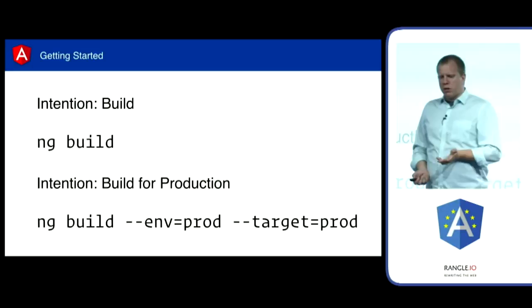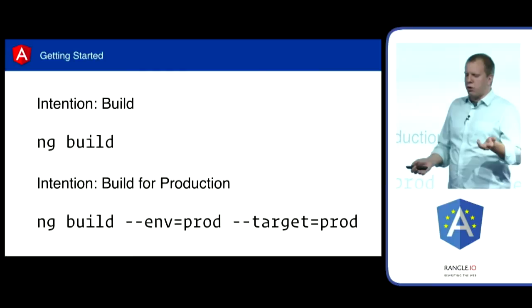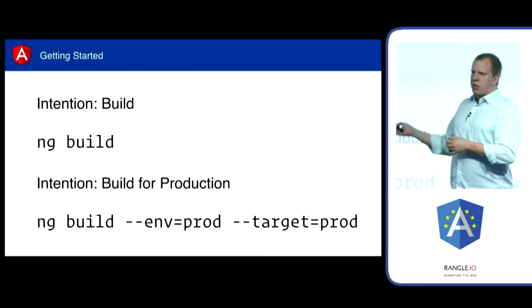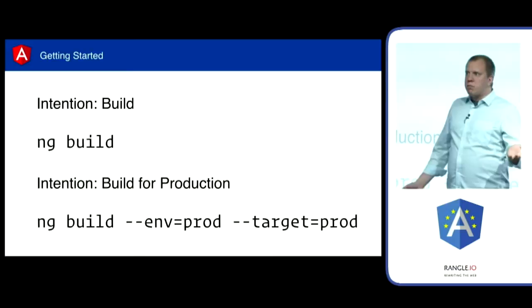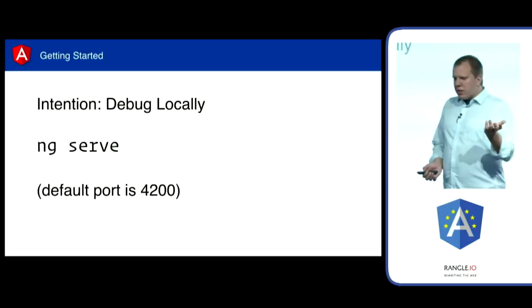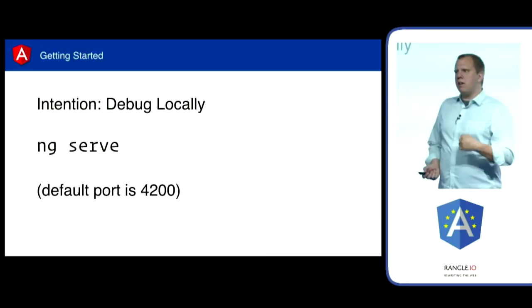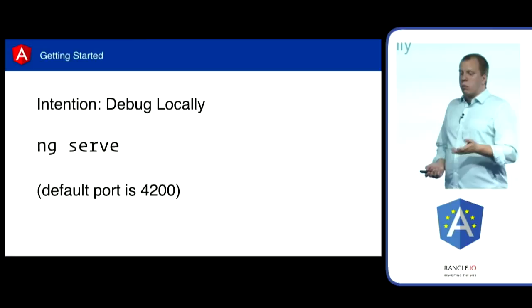You want to build, well, you just ng build, and you want to build for production, you can ng build environment production, target production, or just dash dash prod. And we'll get back to environment and targets, but basically this gives you a full optimized build without you having to do anything about it. Your intention is to debug locally, so you just ng serve. It serves your application right there, right then. And if you have a backend, you can actually pass a proxy to that backend, and it will work right away.